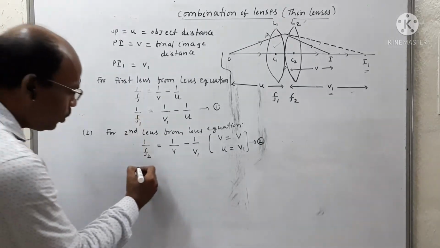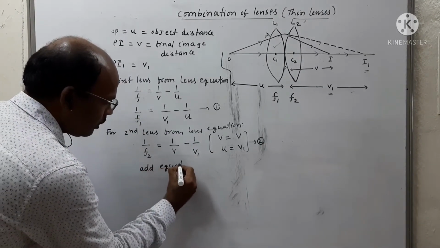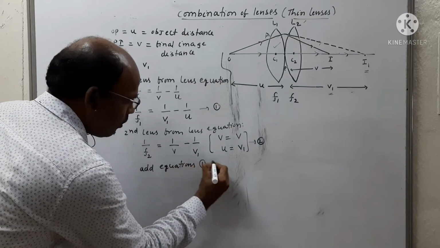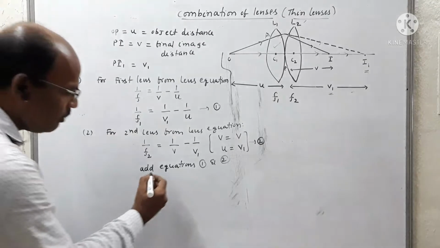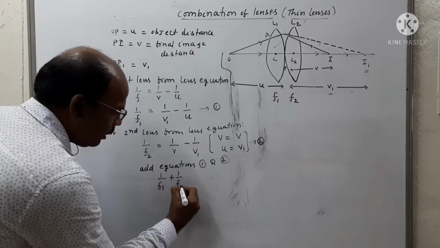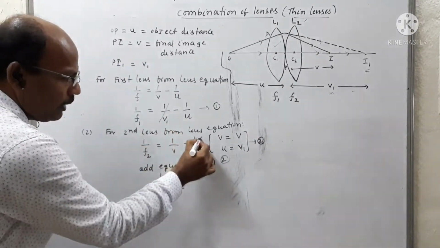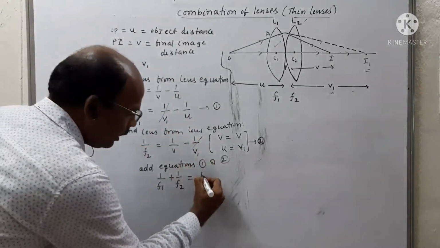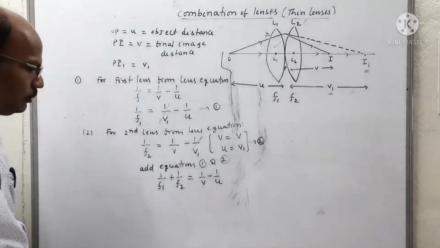So we can add the two equations, equations 1 and 2. On the left hand side, we simply add the focal lengths: 1 by F1 plus 1 by F2. On the right hand side, 1 by V1 minus 1 by V1 cancel, and we get 1 by V minus 1 by U.